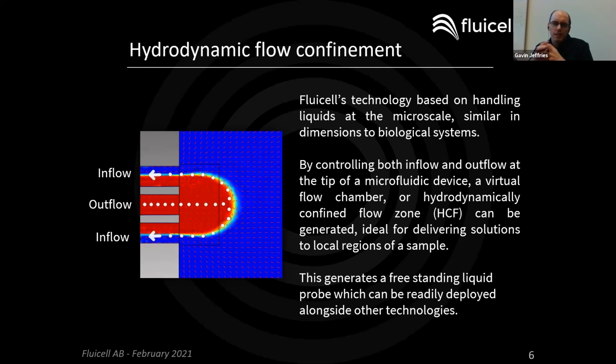This is a little fluidic simulation of what it actually looks like. We have the outflow in the center channel and inflow in the sides. By maintaining a pressure balance, we can establish a steady state flow zone. Maintaining the flow in this manner generates a freestanding liquid probe, and this freestanding liquid probe can then be deployed alongside other technologies.